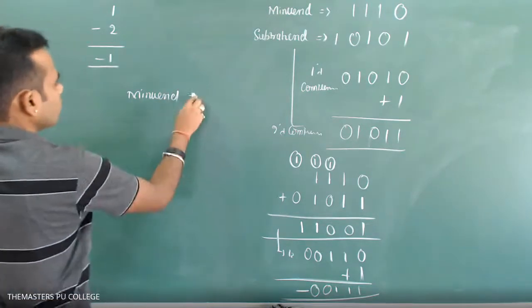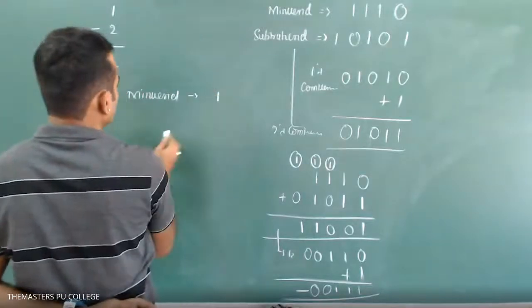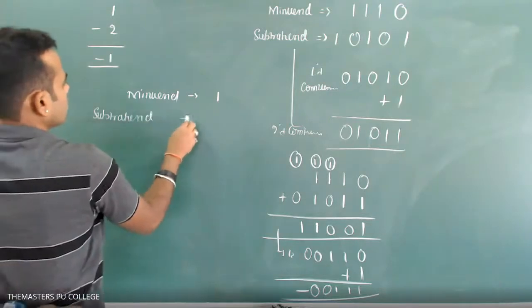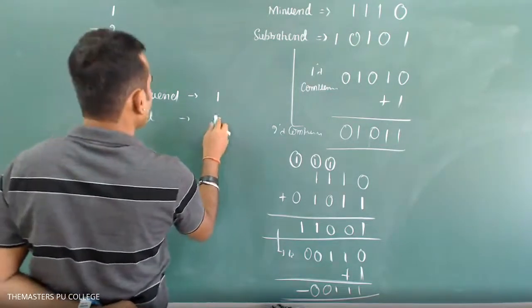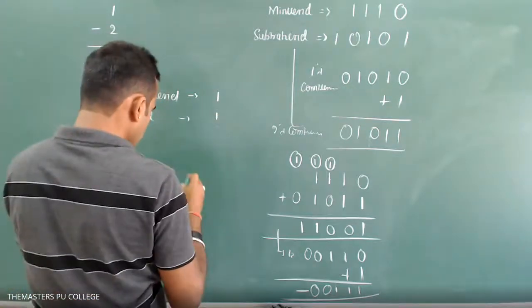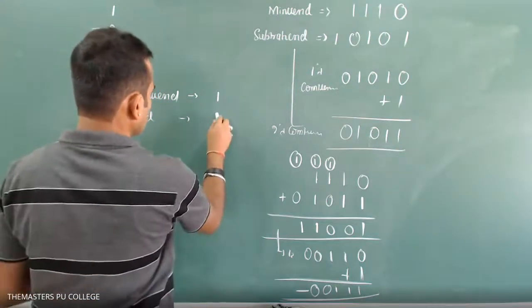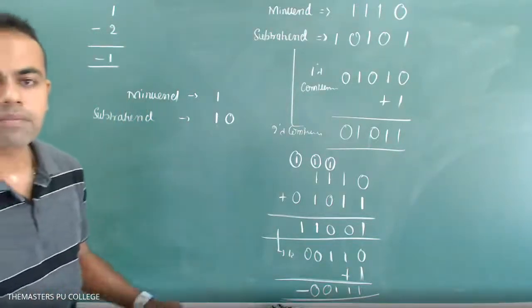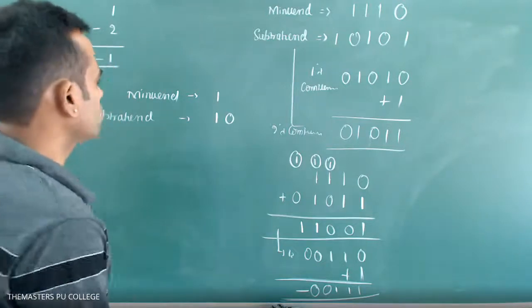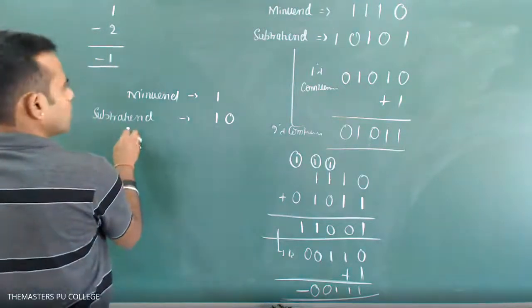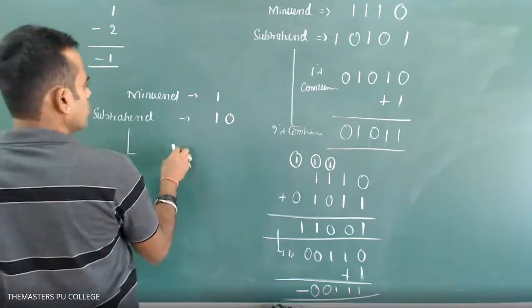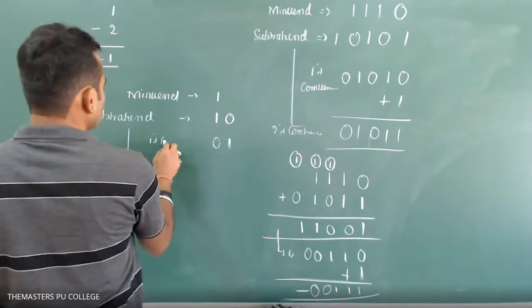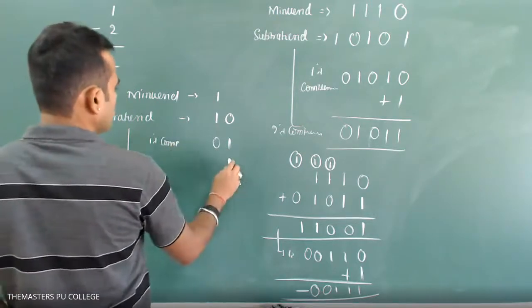Okay, so -9 should be written just like 1 and then subtract. You make this as 1 0. Next, the subtrahend, you make it a 1's complement first. The 1's complement becomes 0 1. Okay, the 1's complement is done. Next plus 1.